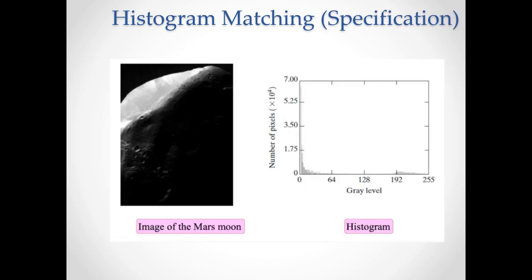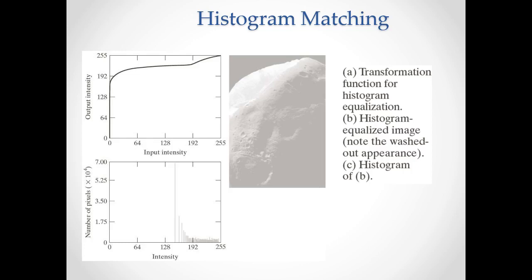Now this image is not clearly visible. If we perform histogram equalization on this image, we will get this output. This is the transfer function of histogram equalization. After histogram equalization, we get a bright image that is again not clearly visible. We call this image a washed out image. This is the histogram after equalization. To overcome this problem, we will go with histogram matching.